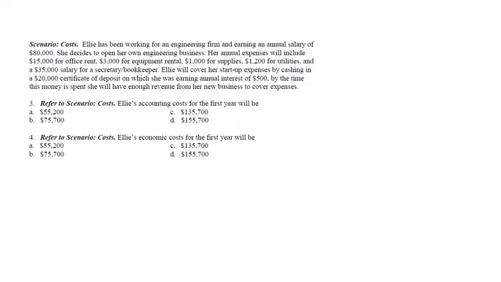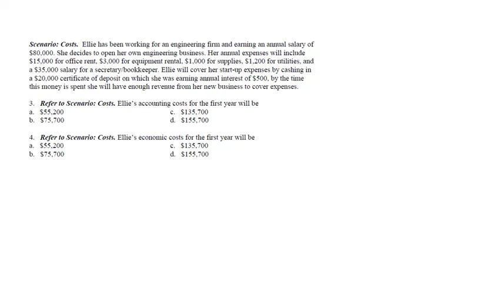So here's the question. Ellie's been working for an engineering firm, earning an annual salary of $80,000. She decides to open her own engineering business. Her annual expenses will include $15,000 office rent, $3,000 for equipment, $1,000 supplies, $1,200 utilities, and $35,000 salary for a secretary bookkeeper. Ellie will cover her startup expenses by cashing in a $20,000 certificate of deposit on which she was earning an annual interest of $500. By the time this money is spent, she will have enough revenue from a new business to cover expenses.